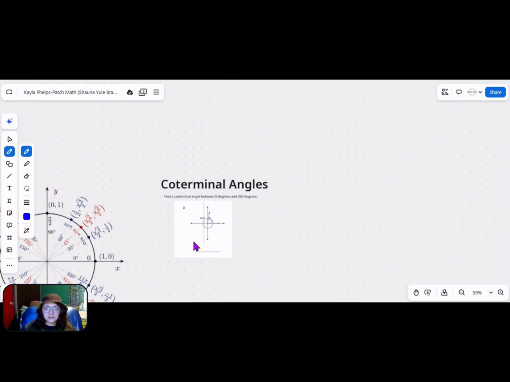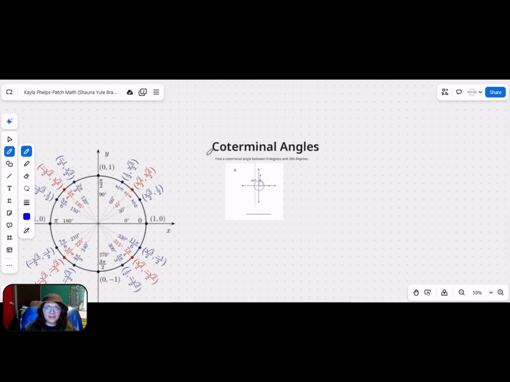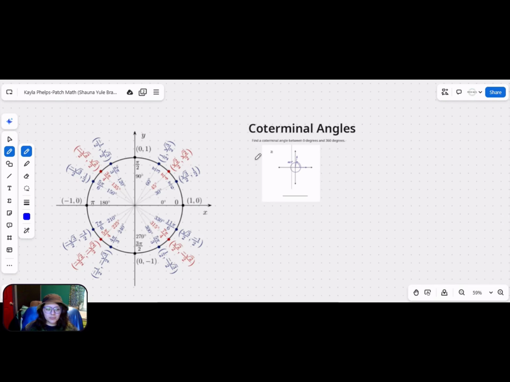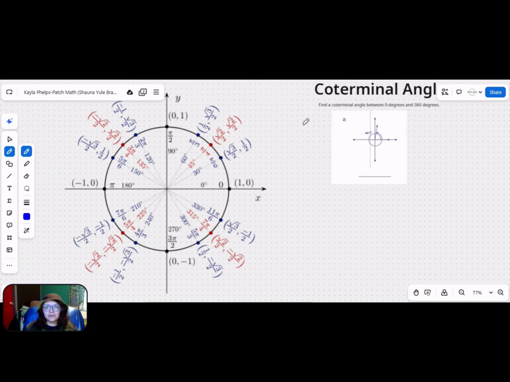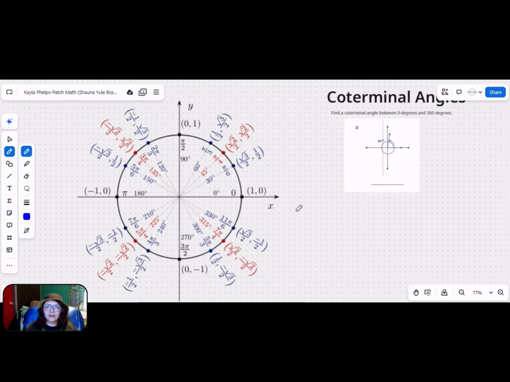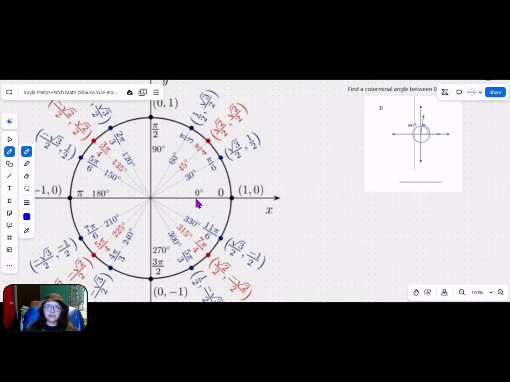So I always like to introduce to students why they need to know this. If you're in pre-cal, you're going to be learning about the unit circle fairly quickly. And in order to use the unit circle, we will find that our angles have to be restricted between 0 degrees and a full rotation of 360 degrees, because that's all that's represented on the unit circle. We don't go below 0 and we don't go above 360 degrees.